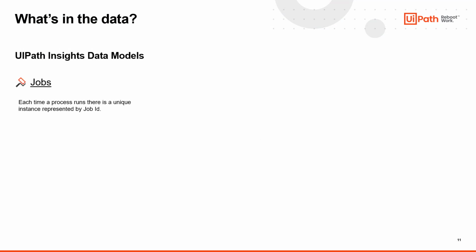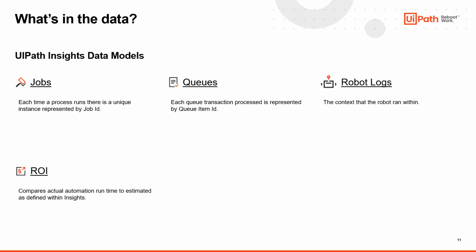In addition to the jobs data model, we also have a queues data model, a robot logs data model, an ROI data model, and Automation Hub data models.